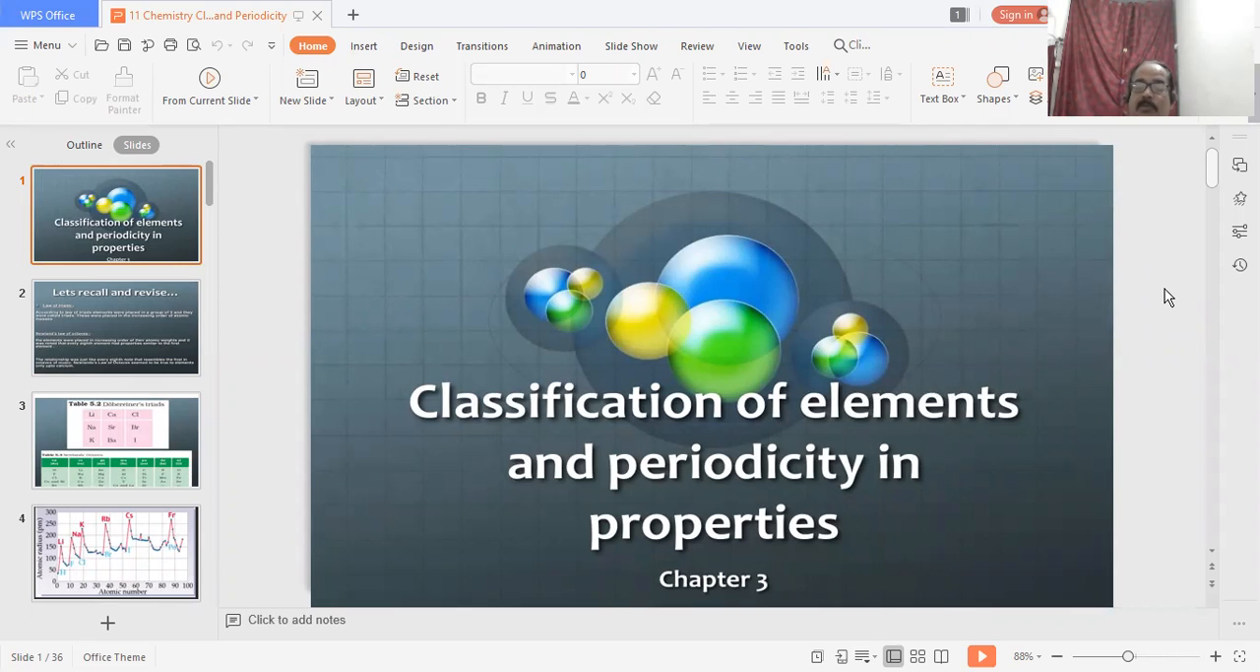It is very important because with the help of this chapter we know the properties of elements, the character of the elements, and also comparisons, similarities, and differences, everything. So our chapter name is Classification of Elements and Periodicity in Properties, chapter 3.